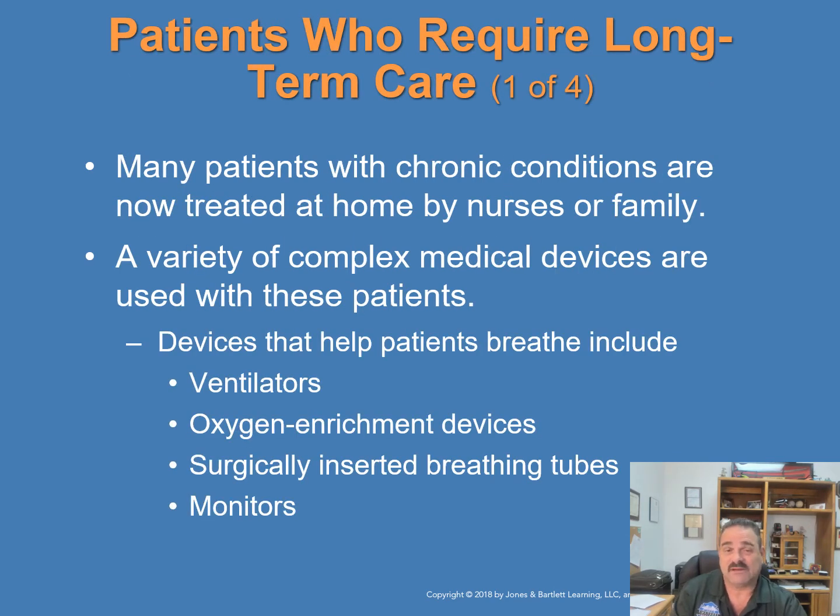Patients who require long-term care. Many patients have chronic conditions and are now being treated at home by nurses or family. There's a variety of complex medical devices that may be with them, to include ventilators, oxygen enrichment devices, surgically inserted breathing tubes, and monitors. The best thing is that if their acuity is higher and they're being taken care of at a higher level, there usually will be a nurse there with the patient all the time. So when you get to the house as a first responder, there'll be somebody there that's higher trained than you who'll say, hey, great, you can help me, do this, do that, until the EMS arrives and a transportation decision has been made.